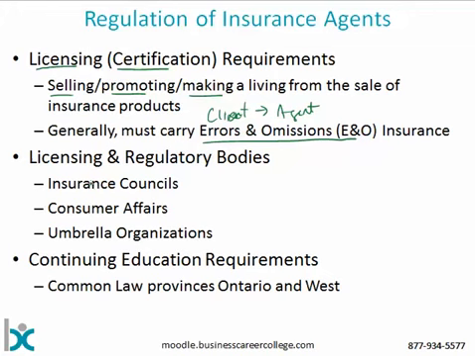Who provides that license then? Well, we have a variety of licensing and regulatory bodies. In the 4 western provinces, we have insurance councils. In most of Atlantic Canada, it's the consumer affairs organizations that handle this. In Ontario, we have the Financial Services Commission of Ontario that handles the insurance licensing, although that is potentially changing as we speak. We're in the middle of 2016 as I record this, and there is some question about the ongoing structure of insurance regulation in Ontario right now.